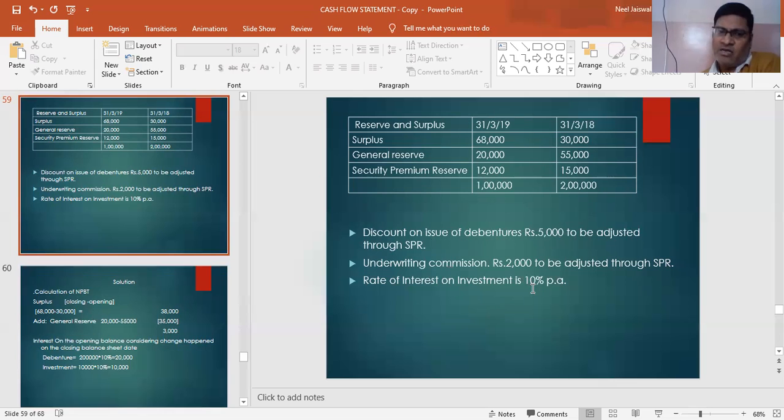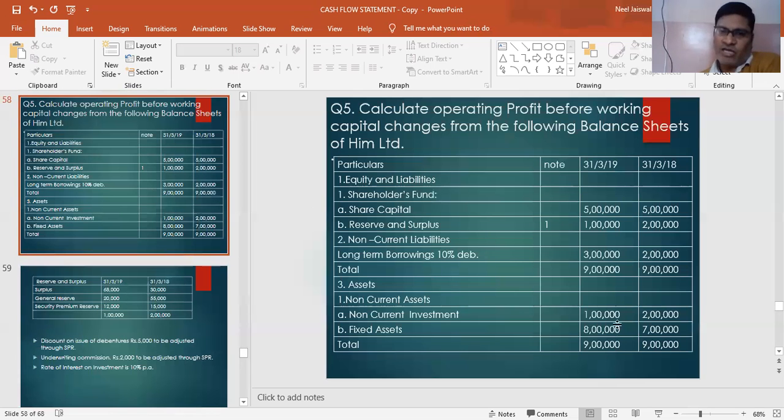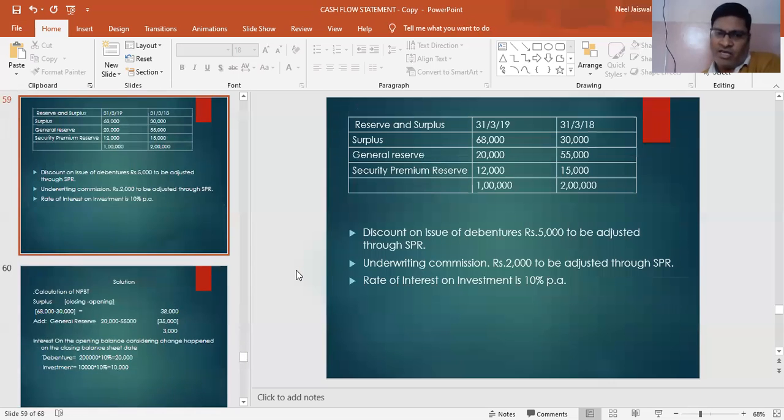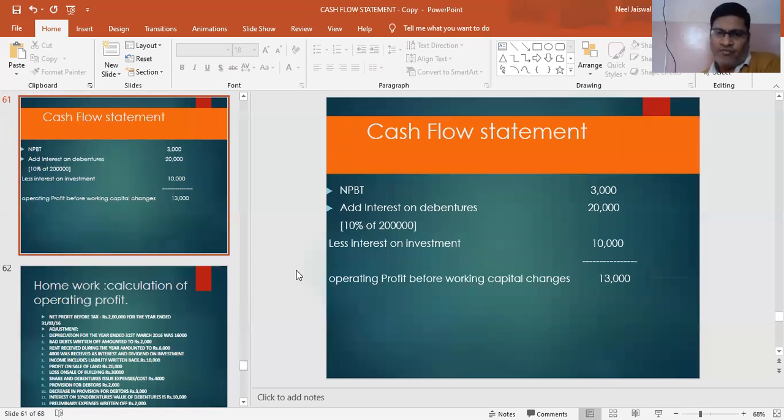Rate of interest on investment is 10% per annum. So let's see what was the investment. Investment was 1 lakh, and 2 lakhs in the previous year. We will consider that extra 1 lakh which has been redeemed. We have redeemed it at the beginning of the year only. Beginning of which year? Let's see the calculation.